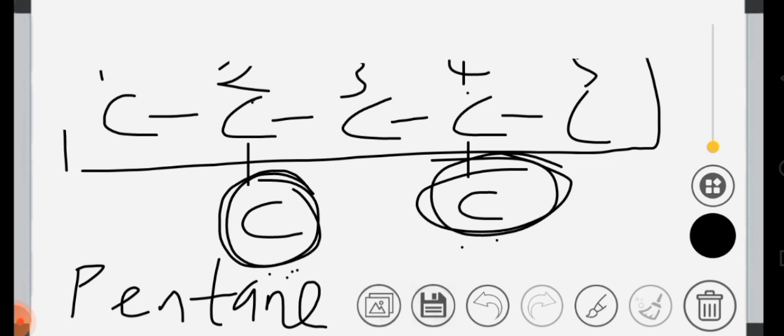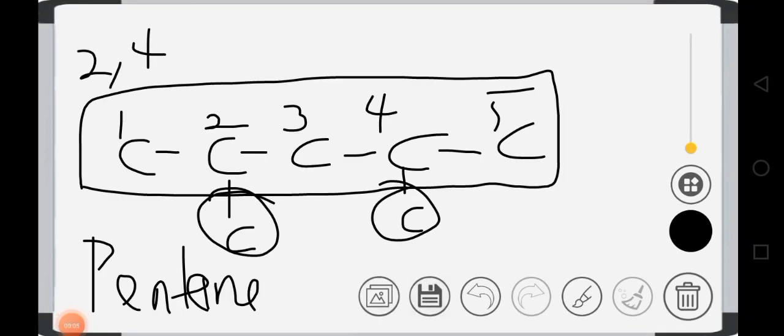What is the position of this one? We have 2 for the first one. Then what is the position of this one? We have 4. So between the 2 and 4, you separate them with a comma. Remember I told you that. Separate numbers with what? Comma. Then before you write the alphabet, you separate the number from the alphabet by a hyphen.